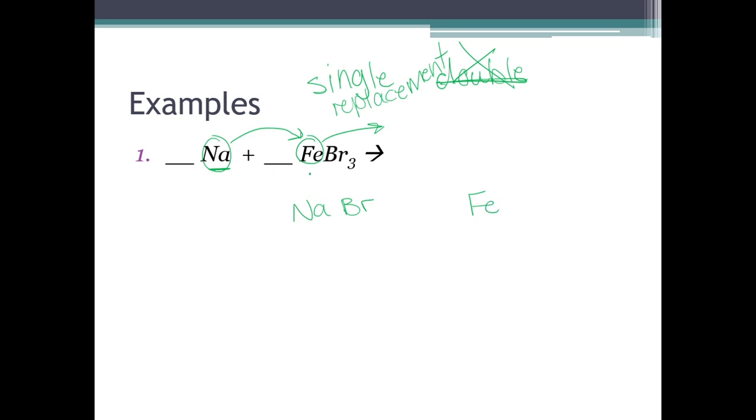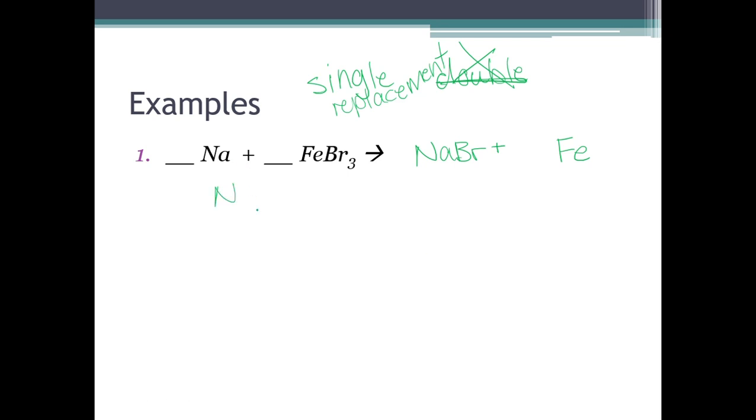When sodium pairs up with bromine, the sodium atom is +1, and the bromine atom is 1 minus. So when they come together, we'll need one of each to form NaBr, and iron is just iron. So our products will be NaBr, and iron. So now that we've got our products figured out, we can go ahead and balance this equation.